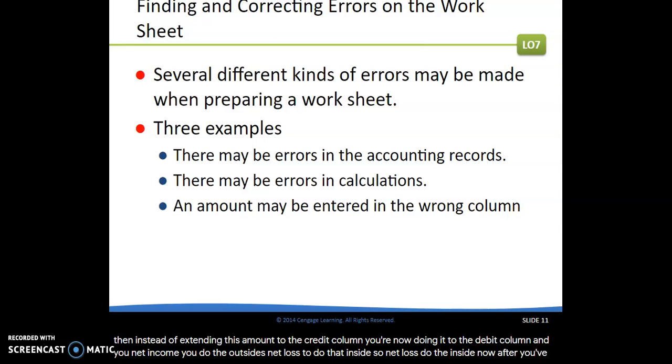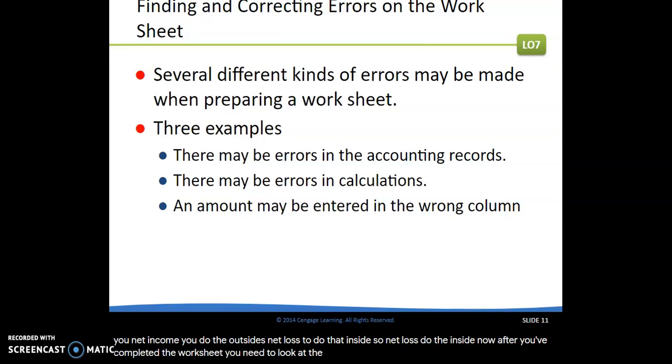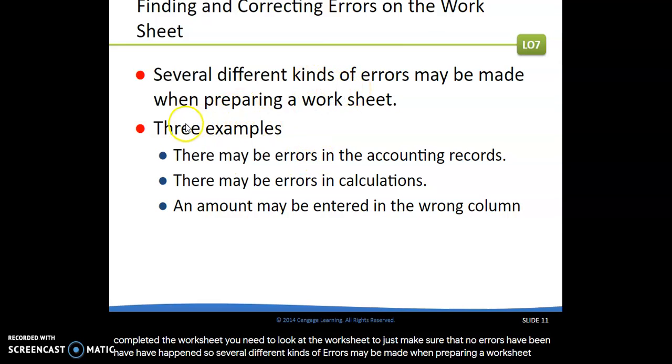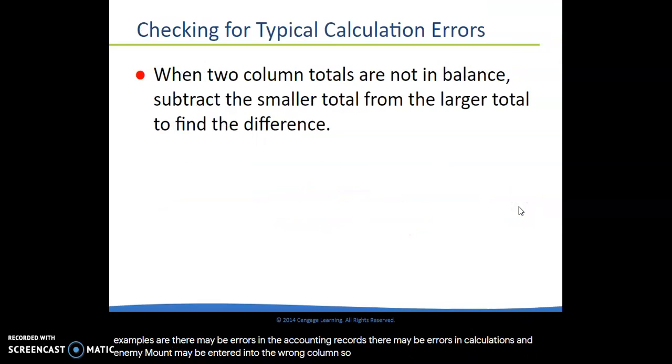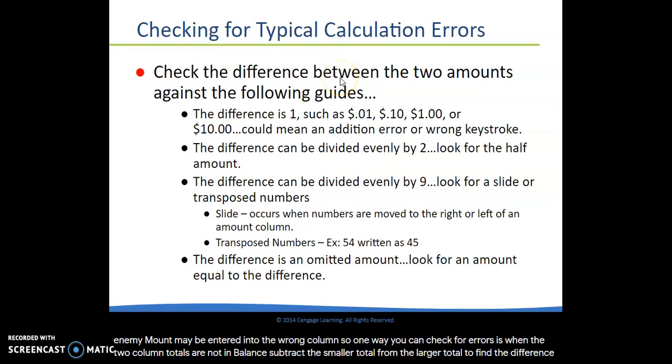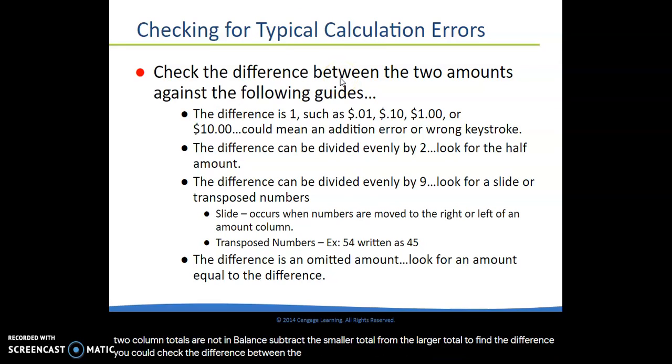Now, after you've completed the worksheet, you need to look at the worksheet to just make sure that no errors have happened. So several different kinds of errors may be made when preparing a worksheet. 3 examples are: there may be errors in the accounting records, there may be errors in calculations, and an amount may be entered into the wrong column. So one way you can check for errors is when the two column totals are not in balance, subtract the smaller total from the larger total to find the difference. You could check the difference between the two amounts against the following guidelines.